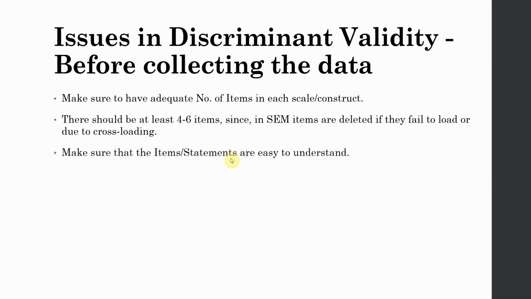Make sure item statements are easy to understand so the respondents can fill them adequately and appropriately. Make sure there is no overlap in the statements of different constructs. If the statements from different constructs overlap, the responses are going to be similar. If the responses are similar, there is going to be high correlation. That means cross-loading. That means violation of discriminant validity.